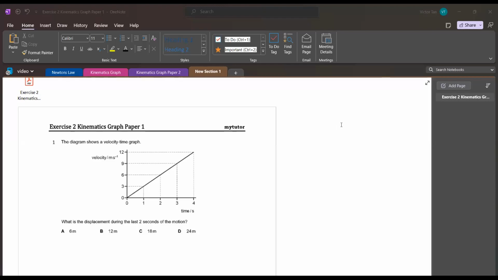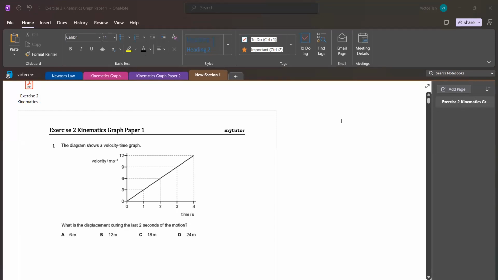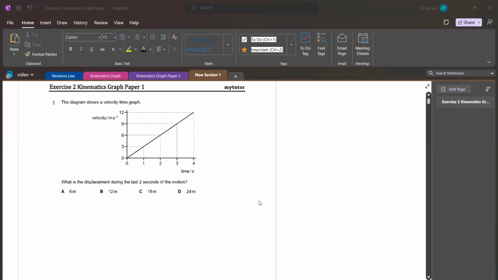Good morning. Let us continue by doing more work on graphs, CIE physics, kinematics graphs. Question 1. The diagram shows a velocity-time graph. What is the displacement during the last 2 seconds of the motion?